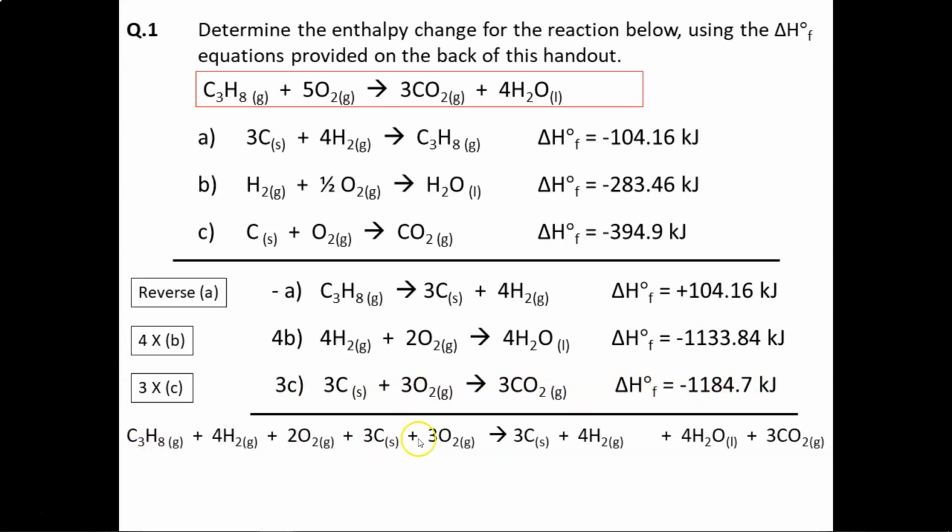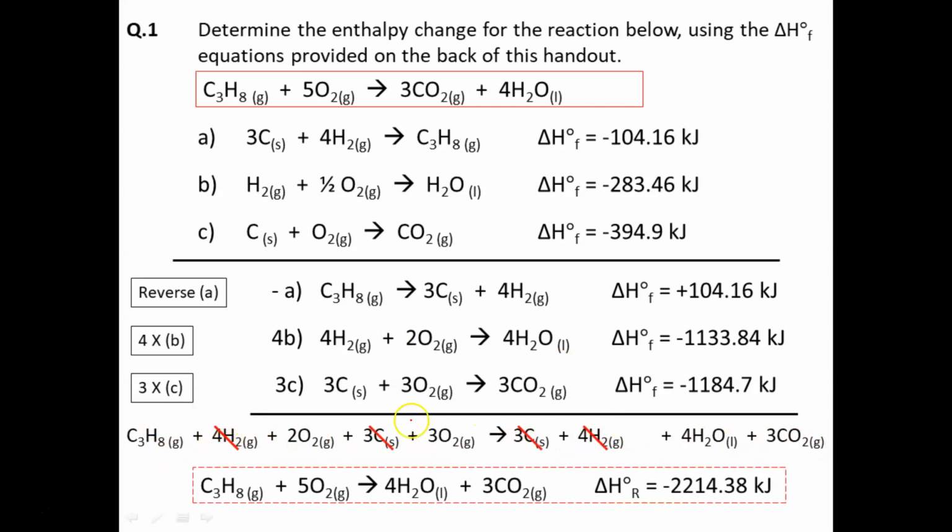I can now add up and consolidate the overall equation, canceling out compounds that appear on both sides of the equation, and also consolidating those that appear on the same side. So the 2 and the 3 oxygens turn into 5 oxygens. And look at that. My equation at the bottom now looks like the equation at the top. And by adding up these enthalpy values using Hess's law, I have found the overall enthalpy change for this entire reaction is negative 2214.38 kilojoules.